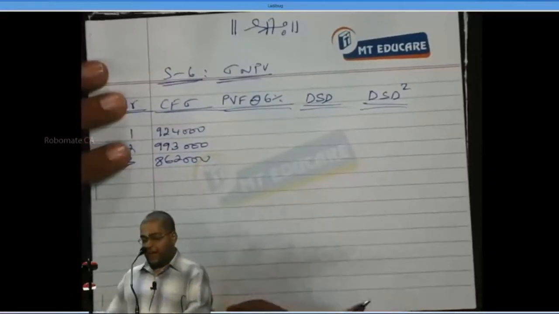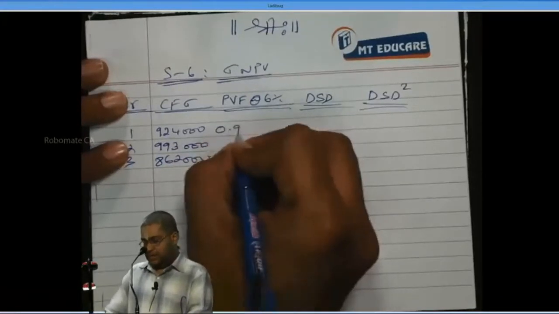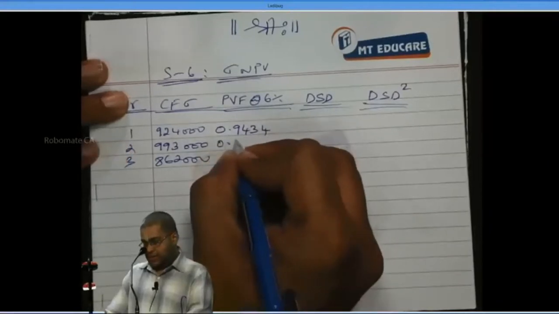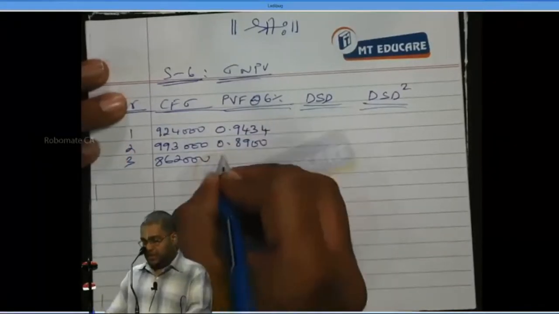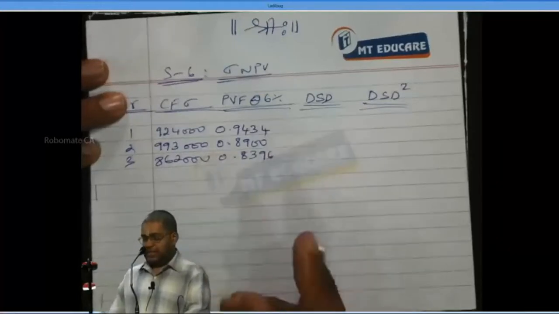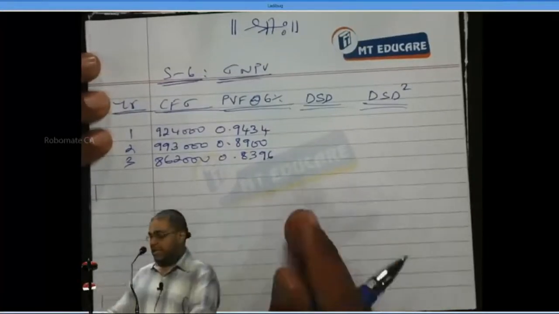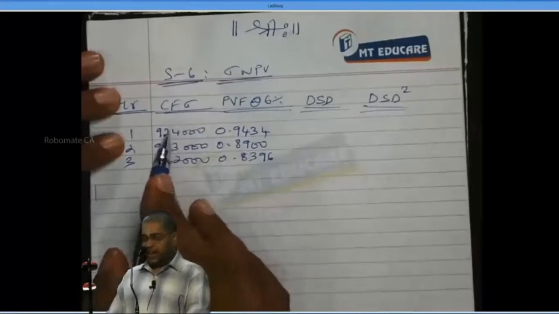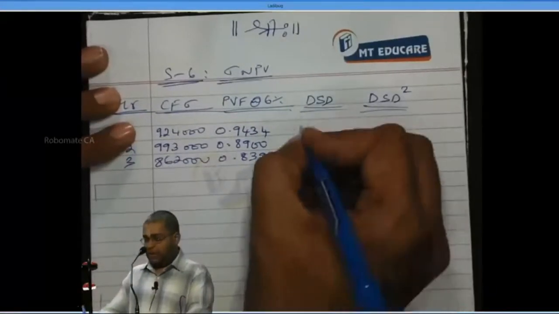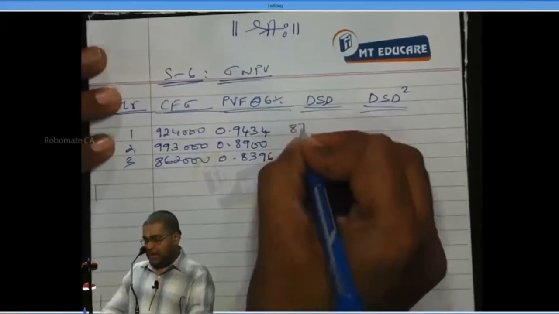Present value factor. Tell me, 6%, what is the factor? 0.9434. Second year? 0.8900. Third year? 0.8396. This is the present value factor at 6% for 3 years. Respond yes or no. Now, next, find out the discounted standard deviation: standard deviation into PVF. 0.9434 into 9,24,000. I want a number. 8,71,000.